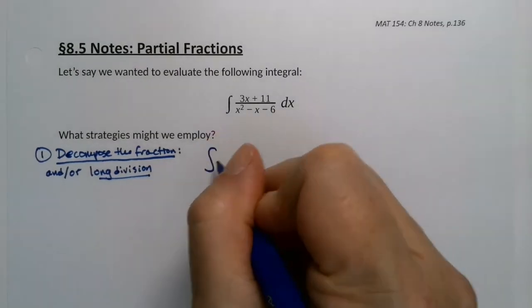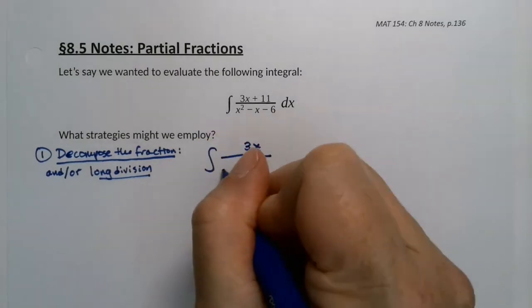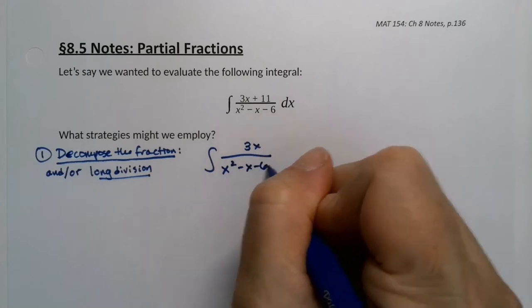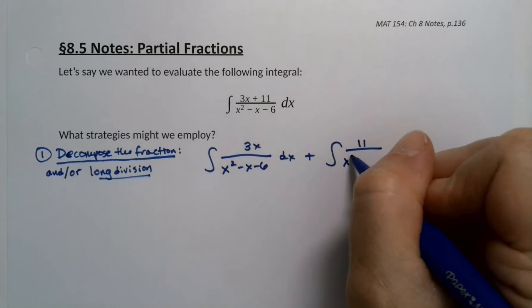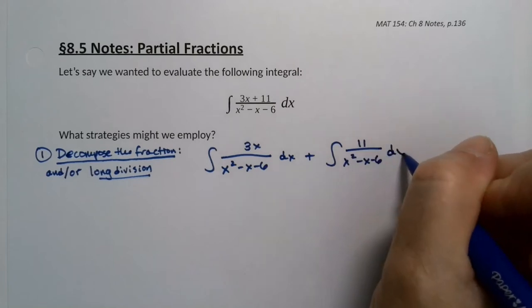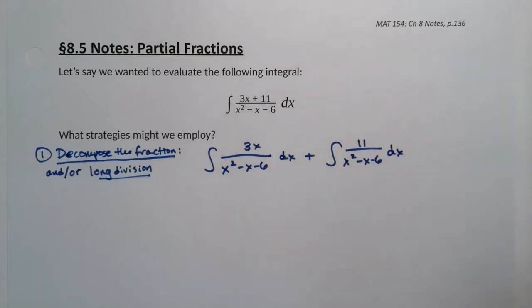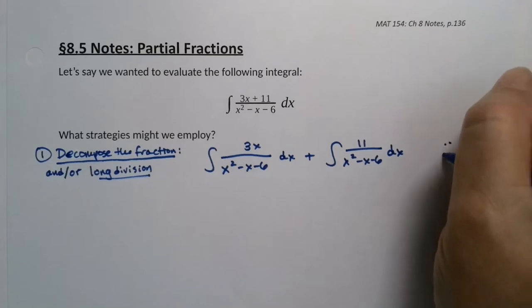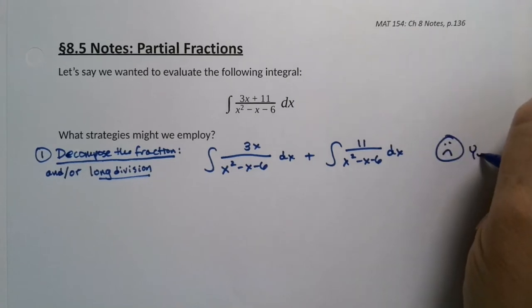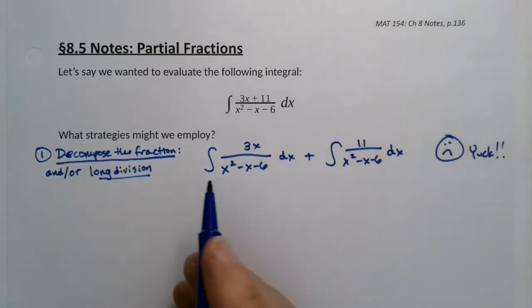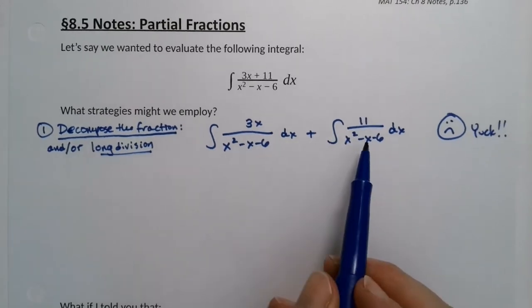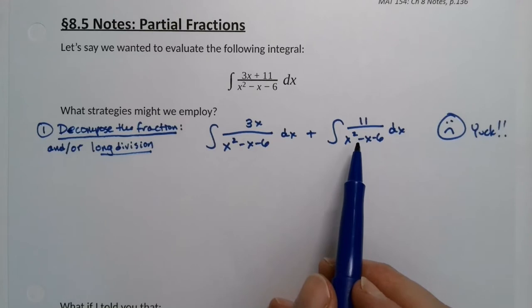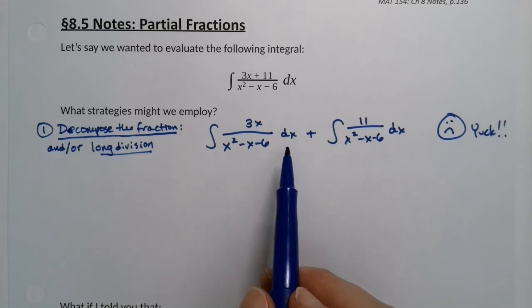So we would break it up into the integral of 3x over x squared minus x minus 6 dx plus 11 over x squared minus x minus 6. And this has done nothing, nothing at all. Boo, yuck, right? It's still a terrible, terrible integral. Both of these are awful. You can't use U substitution easily. You could maybe complete a square, but it wouldn't do you much good, and it's a mess.